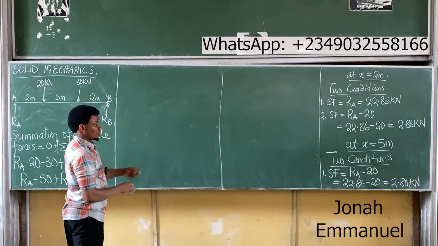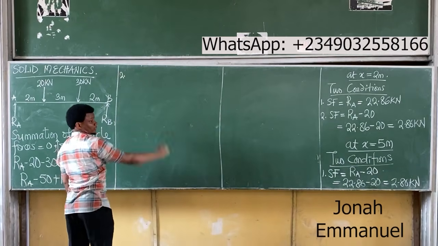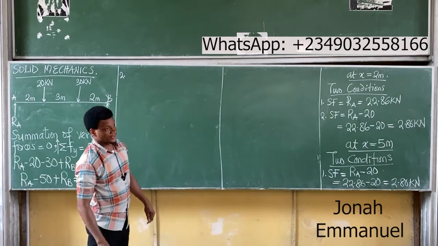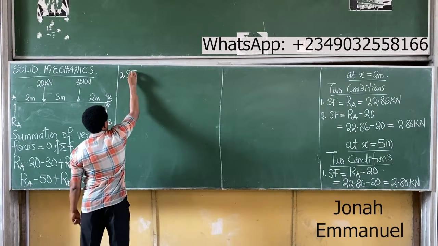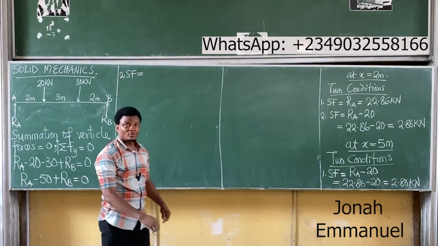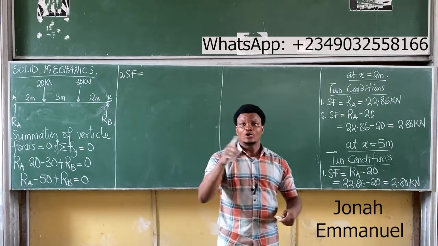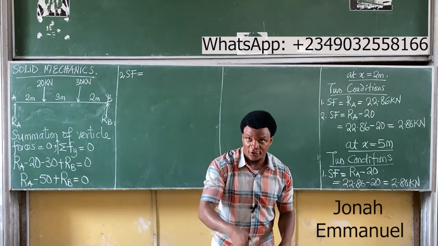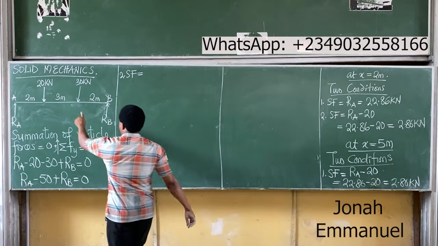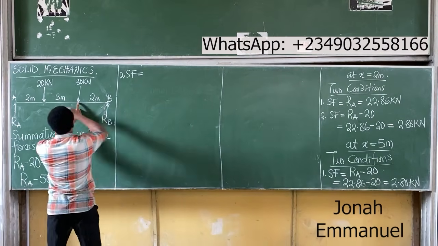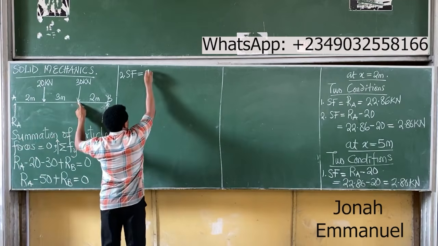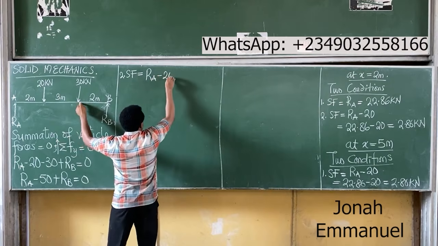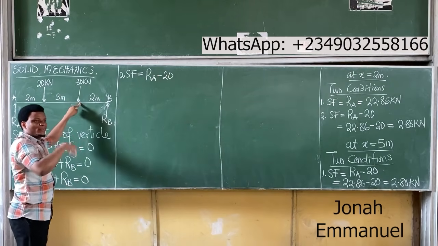All right. Condition 2. Let me see your group, please. Condition 2: the shear force is equal to all the forces before that point plus the force at that point. Please look up. Before that point, what do I have? This and this. That becomes RA. This coming down is minus 20. Now, add the one at that point.